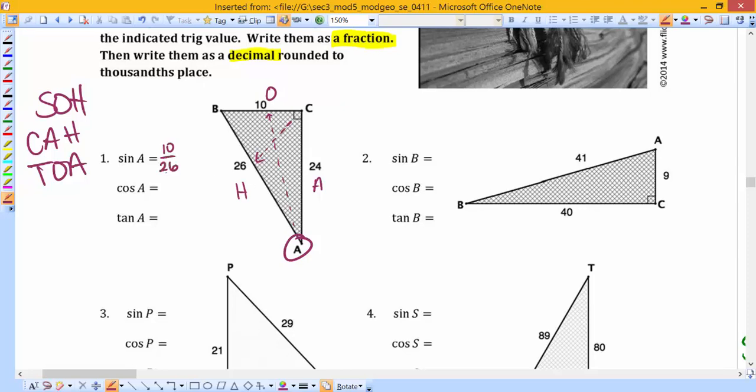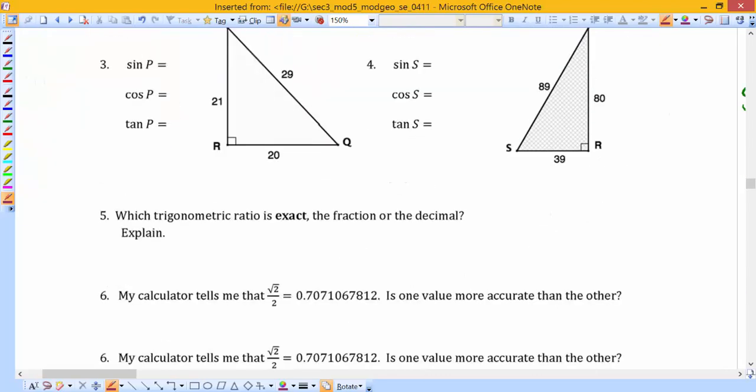Hypotenuse is 26. Well, 10 and 26 can both be divided by 2, which gives me 5 over 13. So that's my fraction. Now I need to rewrite that fraction as a decimal. I'm just going to use my calculator, and I'm going to put 5 divided by 13, which gives me an answer of 0.3846. Now there are a lot more decimals that go with that, but I'm going to just go out to the fourth decimal place, and don't forget to round when appropriate. So you're going to go through and do that for all four of these triangles.